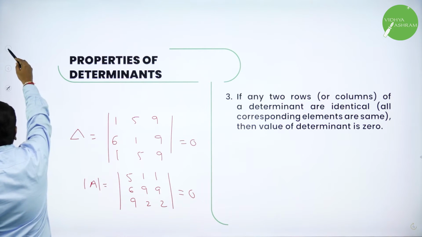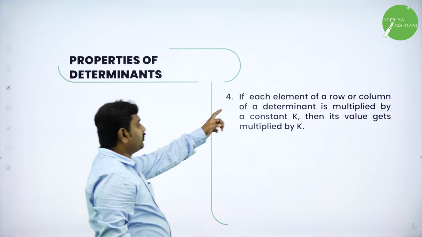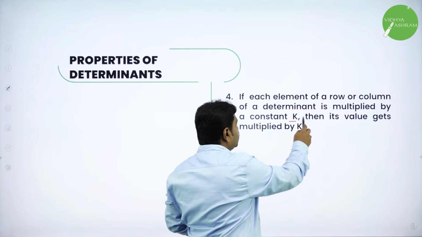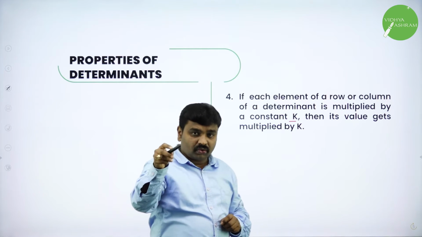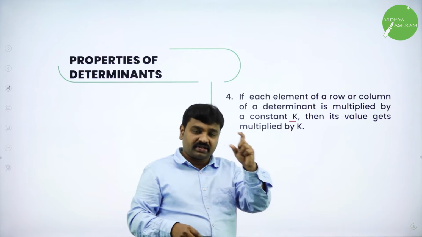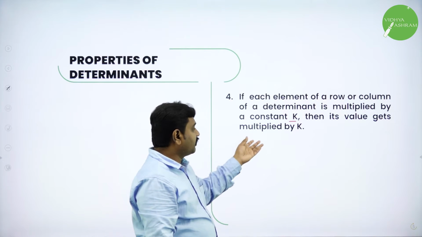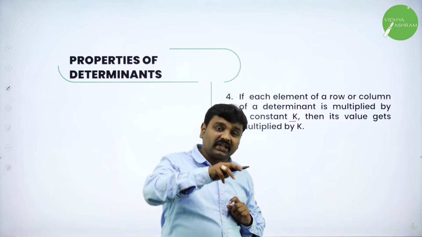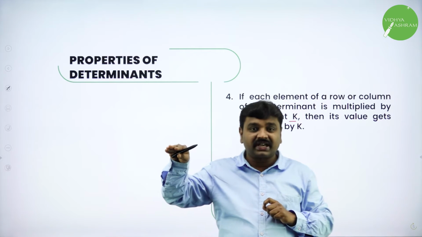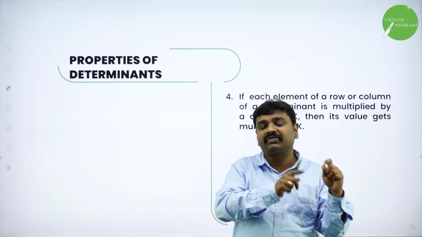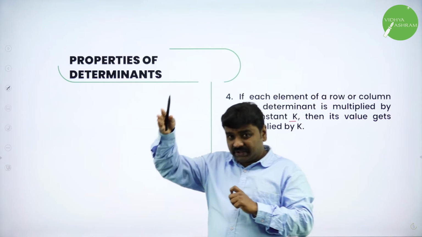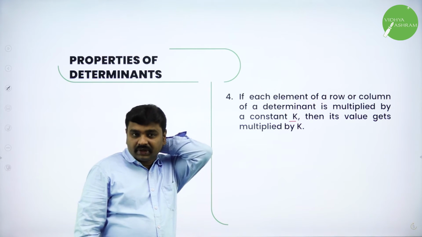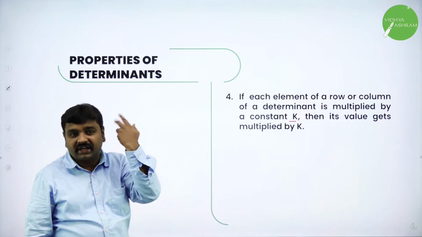Now we will go to the fourth property. If each element of a row or column of a determinant is multiplied by a constant k, then the value of determinant also gets multiplied by k. This property will be used the other way around. If any element is common in any row, you can take it common from that row, or if any element is common in any column, you can take it common. That is the meaning. But here we will write it in the other way.